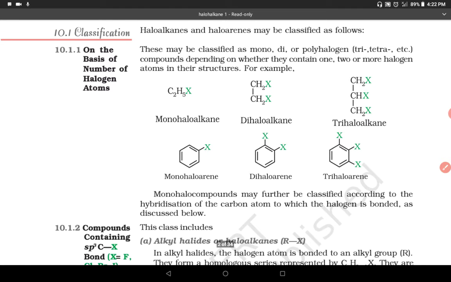This may be classified as mono, di, or polyhalogen compounds. Yes, polyhalogen means more than 2. For 3 we call it tri, for 4 it is called tetra, and so on. For further reading, Google it. Compounds are classified depending on whether they contain 1 or 2 or more halogen atoms in the structure.